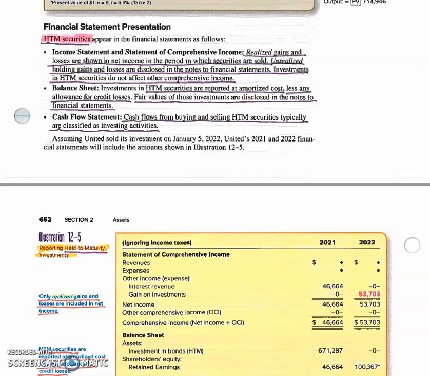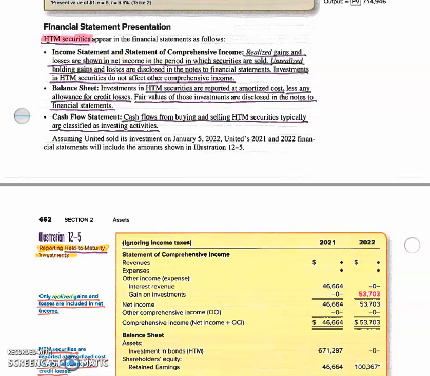Okay, students, I ended the last video talking about income statement presentation of held to maturity securities, and we see that played out down here in these financial statements. Again, income statement presentation: realized gains and losses are shown in net income when we sell those securities or any other way dispose of them. Unrealized gains or losses don't show up anywhere.